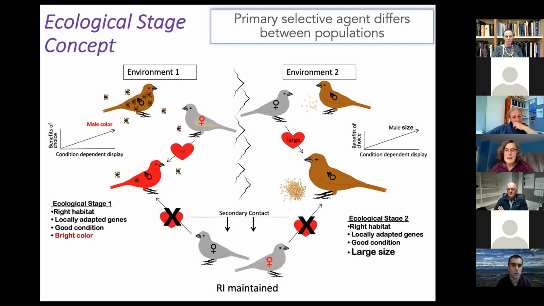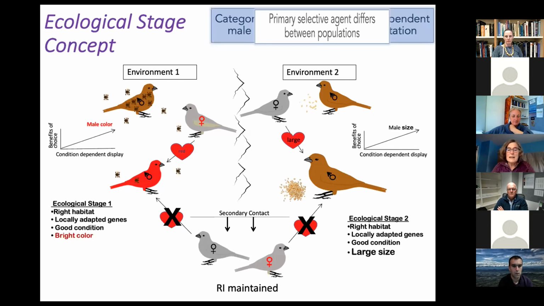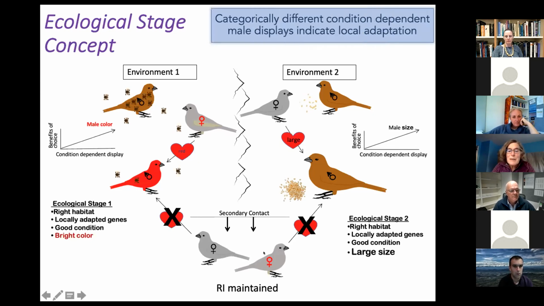What happens on secondary contact? So the idea of the model is that the females here are females from environment one, and they will not prefer to mate with males from environment two because those males don't express red coloration. Instead, they're big. And similarly over here, females from the second environment will refuse to mate with the males from the first because they don't express large body size. Instead, they have bright red coloration. So if that happens, and when that happens, reproductive isolation should be maintained.